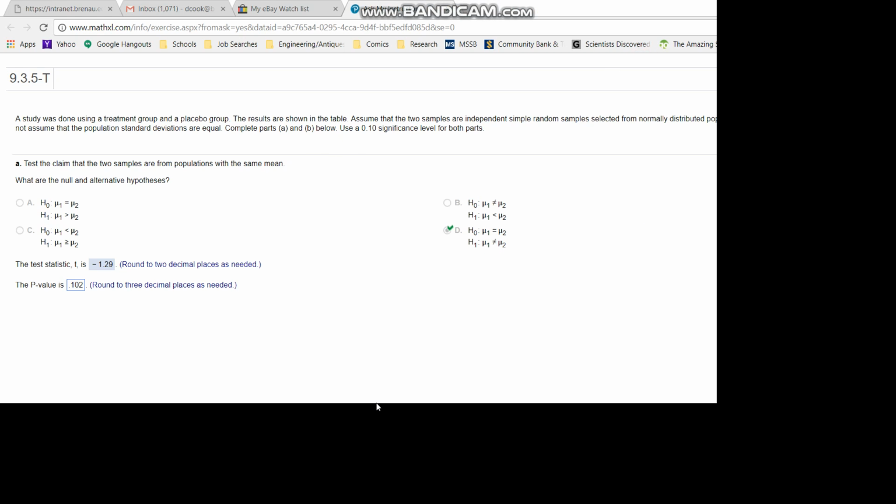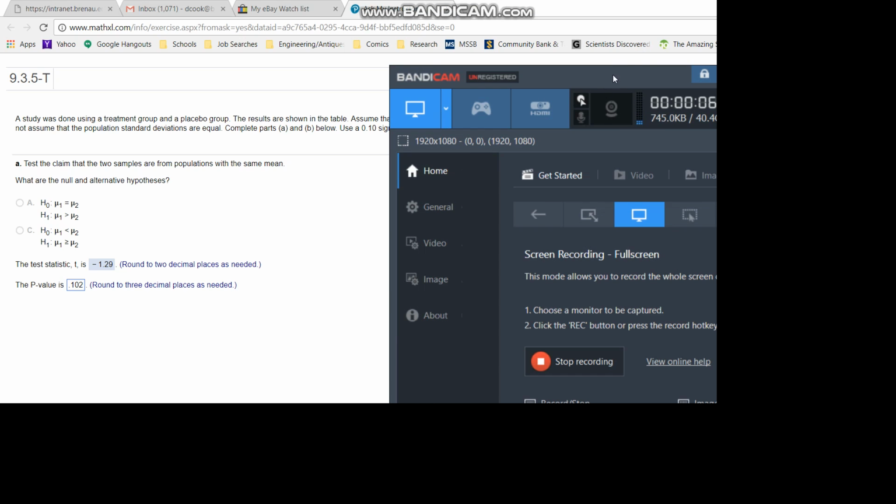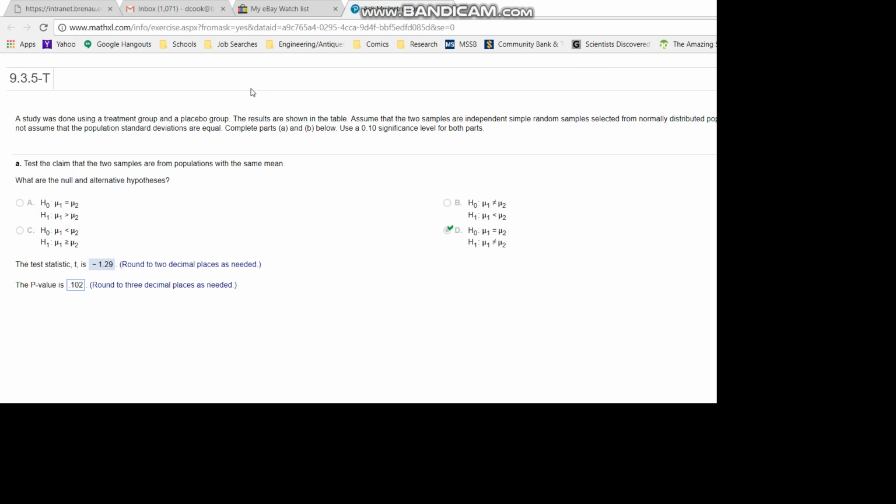Hi class, let's take a look at this problem right here. We have a hypothesis test. The study was done using a treatment group and a placebo group. The results are shown in the table.